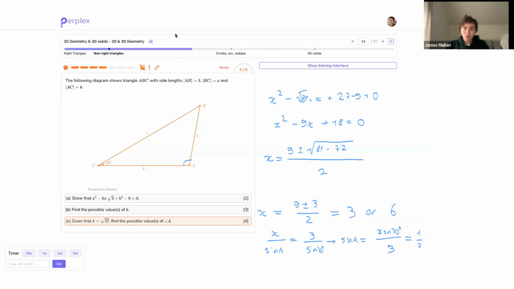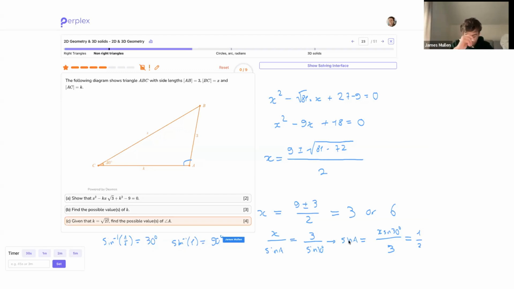And again, we'll cover this more when we talk about the unit circle. I find sine of A is equal to 1 over 2 or 1. Okay, so sine inverse of 1 over 2, you should know this one by heart. That's 30 degrees. And sine inverse of 1 is equal to 90 degrees.